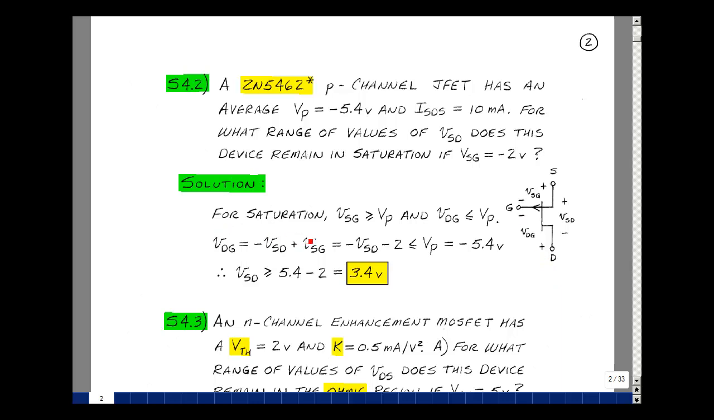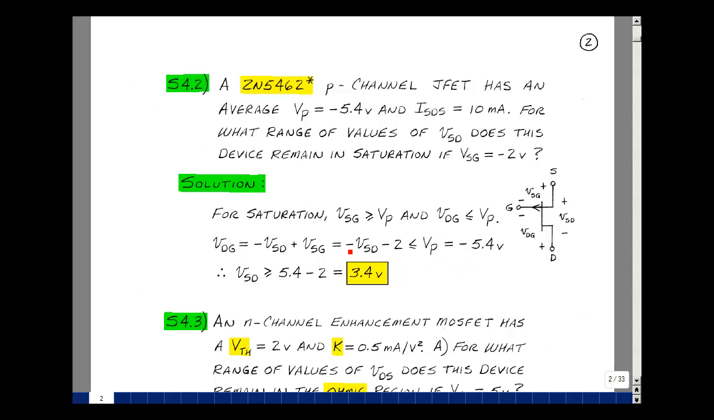To be in saturation or current saturation, the source to gate needs to be greater than or equal to pinch-off, and the drain to gate needs to be less than or equal to the pinch-off. What is the drain to gate voltage? Let's just go around the loop here. The drain to gate voltage is minus the source to drain plus the source to gate. We know the source to gate is -2, and then all this has to be less than or equal to the pinch-off, which is equal, on the average, to minus 5.4.